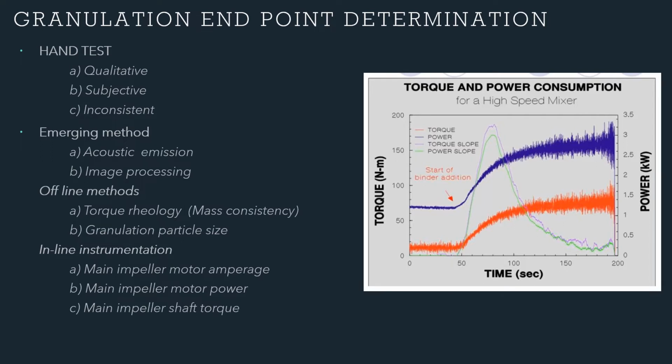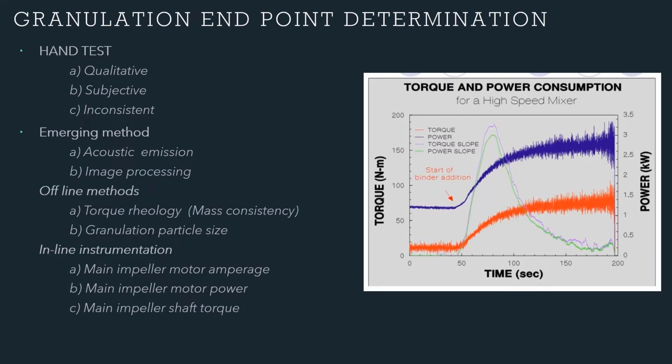Some emerging methods are there: acoustic emission, image processing. Some offline methods are there, by measuring the mass consistency and by particle size distribution evaluation. So these are the offline methods. Some inline instrumentation methods are there. By applying some PAT tools, you can determine your endpoint. These PAT tools function by measuring main impeller motor amperage, main impeller motor power, and main impeller shaft torque.